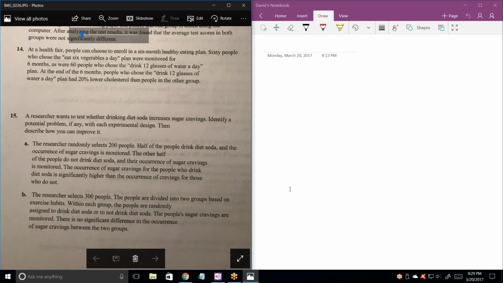So there's a couple of things going on with that. And then I guess they want you to go back with A and figure out how to improve upon that also. And again, you'd want to randomly split the 200 people into two groups and give half of them diet soda and the other half regular soda, and then measure their cravings. And then you might learn something from that. Yeah, probably. So you could make adjustments to both A and B that would make the results more valid.